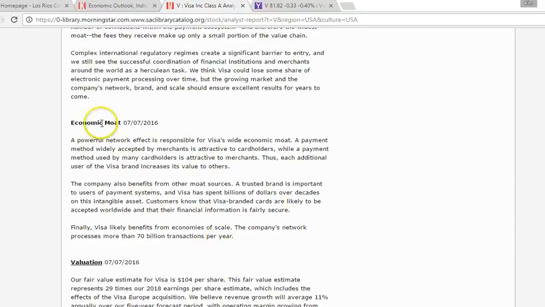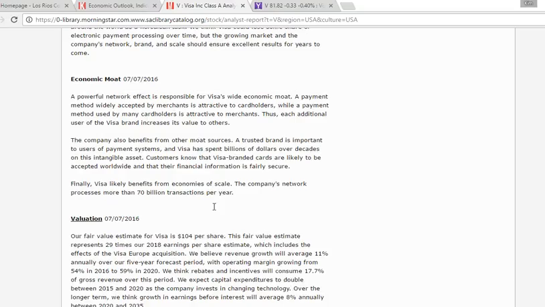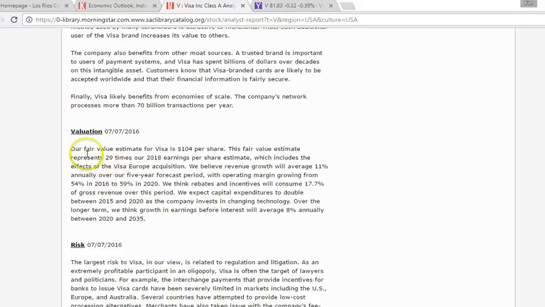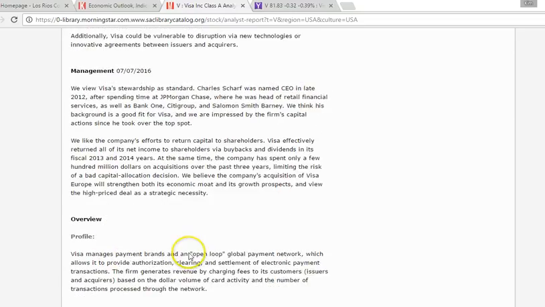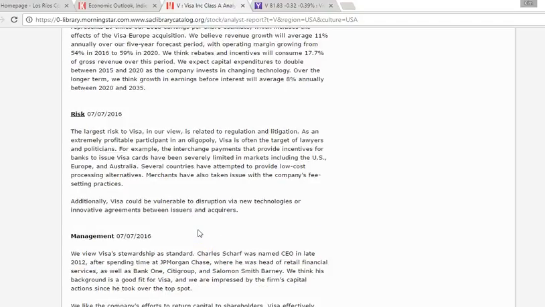Now, Morningstar uses this term called economic moat. Companies with a wide economic moat generally do better than companies that don't have a wide economic moat. So maybe I'll ask you to do some research on that. Anyway, here's the valuation. Their fair value estimate as of 7/7 for Visa is $104 a share. And I know that Visa is trading for $81 a share. So there's opportunity for Visa to increase in price. Here's a risk. Here's management. It's all this great information that I want to read about before I make a purchase and buy Visa.